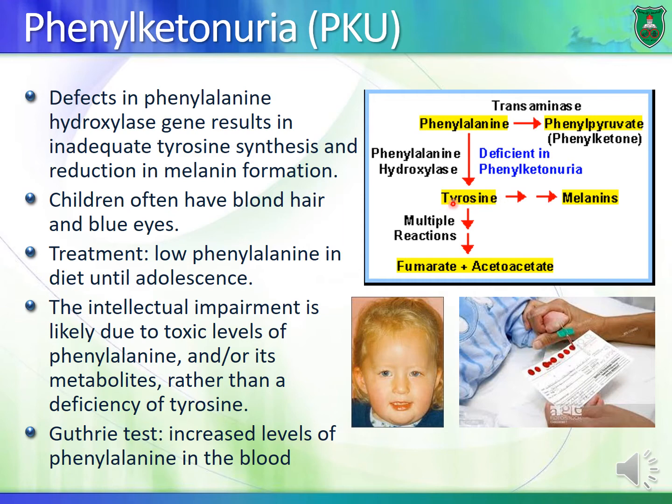Now, children usually have blonde hair and blue eyes, and the reason is that there would be deficiency in the amount of tyrosine, which is important for the production of pigments, and we'll talk about this later on in albinism.